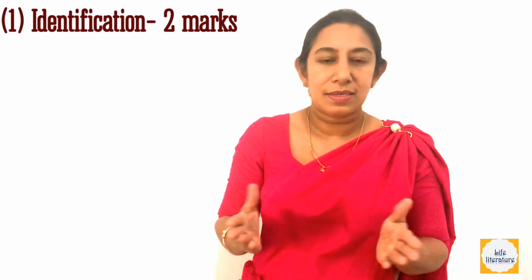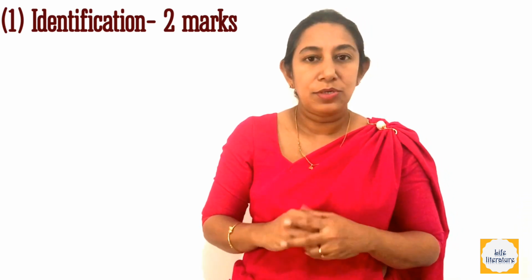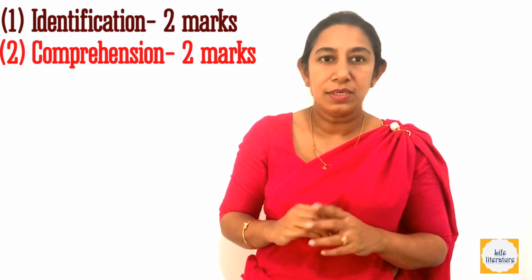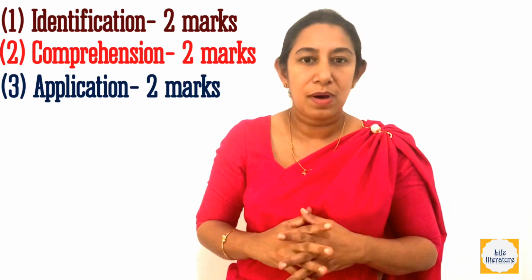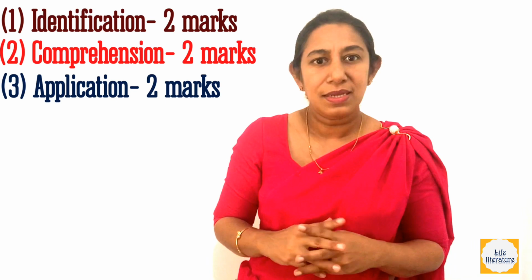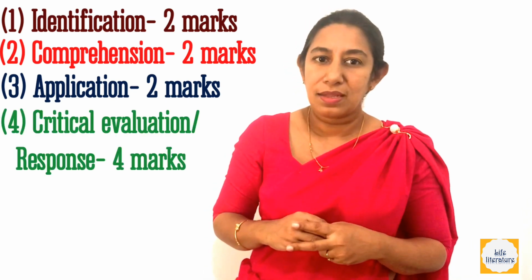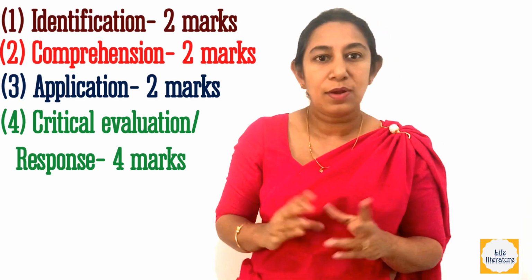Testing skill number 1 is identification. You'll have to identify the things. I'll discuss them with you later. For that you get 2 marks. Skill number 2 is comprehension. For that you get 2 marks again. Skill number 3, application. Once again 2 marks. And the 4th skill tested is critical evaluation and the responses you are capable of. For that, of course, you get 4 marks. So that is the allocation of marks for the entire question. So altogether you get 10 marks. Quite important. Keep that in your mind.